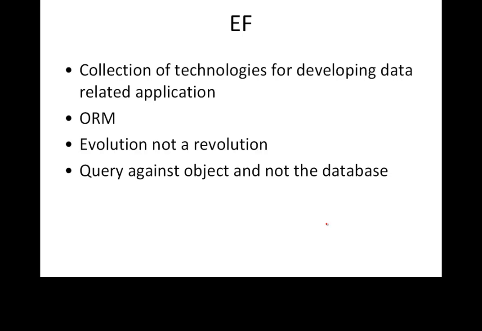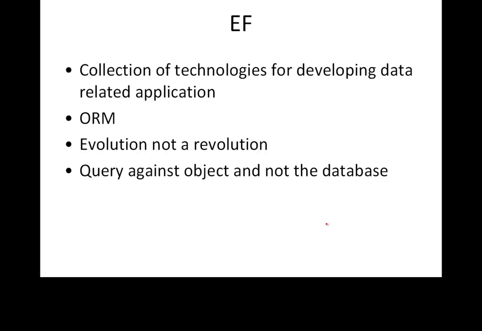And it's query against the object and not the database. As I mentioned earlier, in our dataset approach, we used to query the database. So we used to say, okay, select this from table this, where column this equals this. But in Entity Framework and in ORMs, we do not go to the database level. We stay one level up from the database and we query the objects that are our business objects.